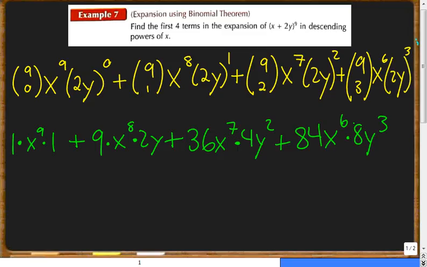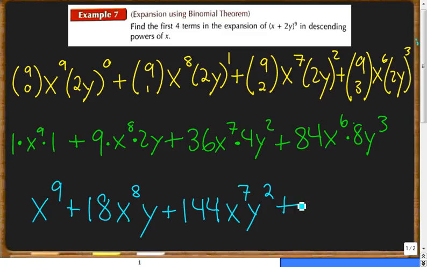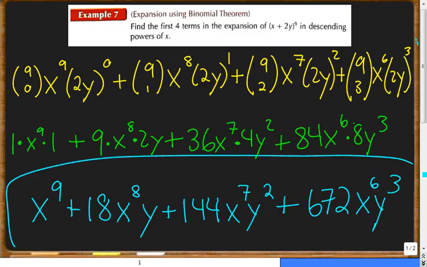And then finally we simplify and put it all together. So we get x to the 9th plus, here this is going to be 18 x to the 8th times y. This makes 4 times 36 is 144. We have x to the 7th, y squared. And then we add 8 times 84, that's 672, x to the 6th, y cubed. So this is the first 4 terms.